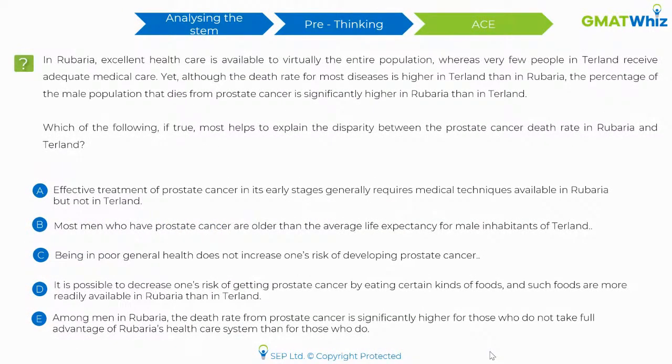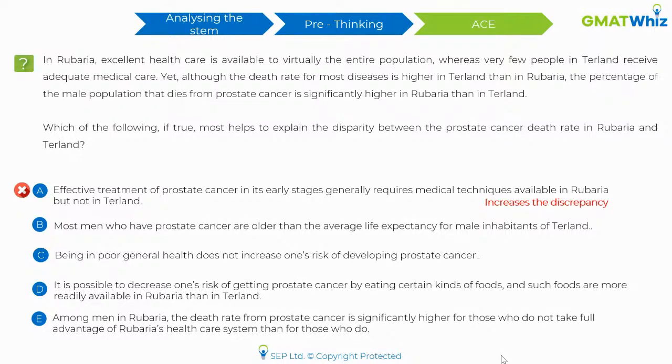And with this understanding, we are now going to move forward quickly to the answer choice elimination. A says effective treatment of prostate cancer in its early stages requires medical techniques available in Ruberia but not in Thailand. So the technique required to treat prostate cancer is available in Ruberia. Then it stands to reason that Ruberia should have a lower death rate for prostate cancer. So this choice actually increases the paradox, increases the discrepancy, and is therefore not the correct answer. Nobody marked A, so I'm going to move forward quickly.